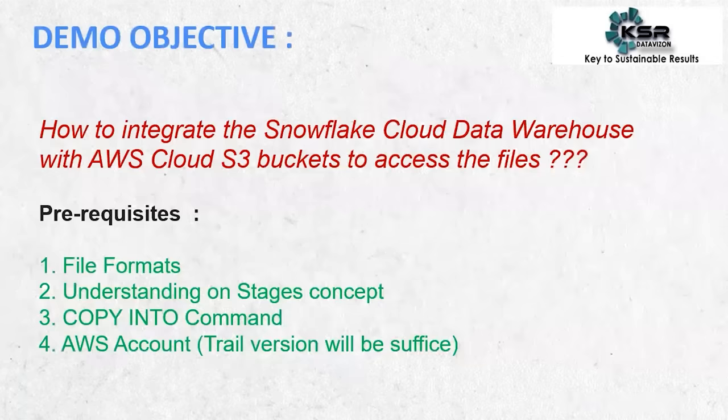The demo objective is how to integrate the Snowflake cloud data warehouse with AWS cloud S3 buckets to access the files in real time or in a batch process. This demo will cover the batch process, and further to this demo, we will continue with real time, showing how you can make the data available in your table using another Snowflake feature called Snowpipe. So we will provide that in another demo.